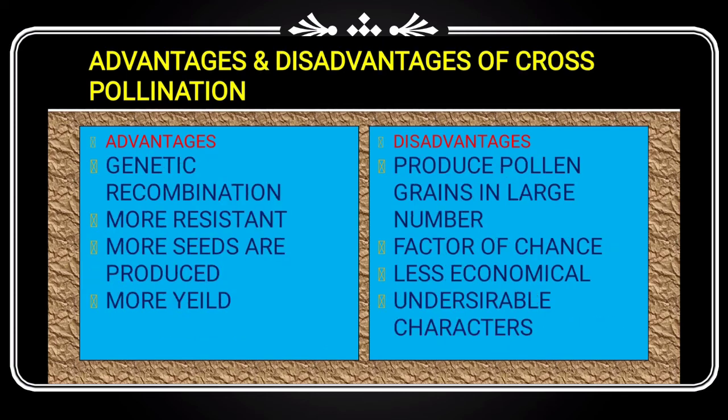Now advantages and disadvantages of cross-pollination. First, talking about advantages: genetic recombination, more resistant, more seeds are produced and more yield is produced. Disadvantages: produce pollen grains in large number, factor of chance, less economical, undesirable characters may come in the offspring.